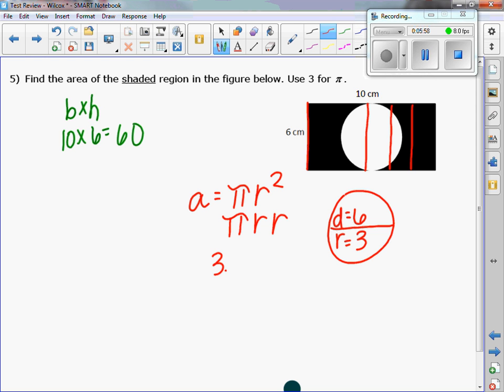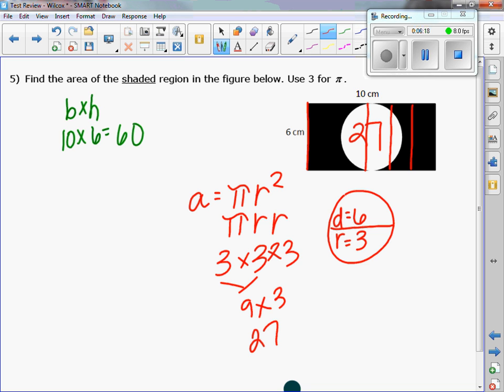They want us to use just 3 for pi here. We don't need to use 3.14. So 3 times my radius of 3 times my radius of 3 again. 3 times 3 is 9. 9 times 3 is 27. So I know my circle has an area of 27.